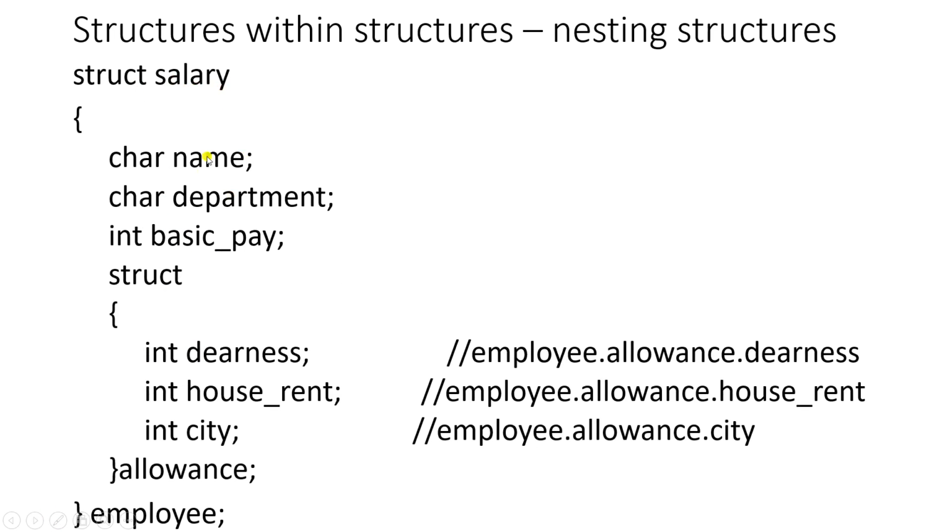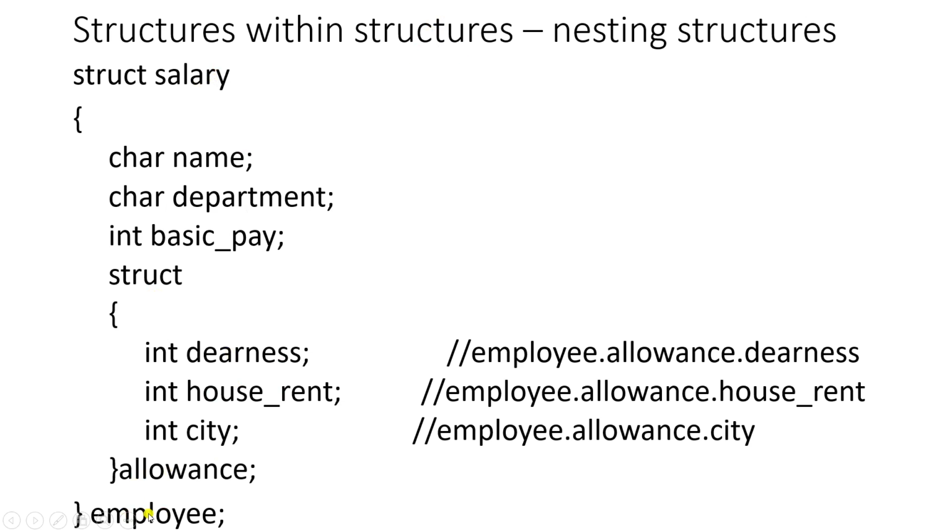So here struct salary, character name, department, basic pay. Then I have written another structure, without any tag name, and the variable name allowance, and the dearness, house rent and city I included in this structure. So this structure is coming within another structure. That's why it's called structure within structure.